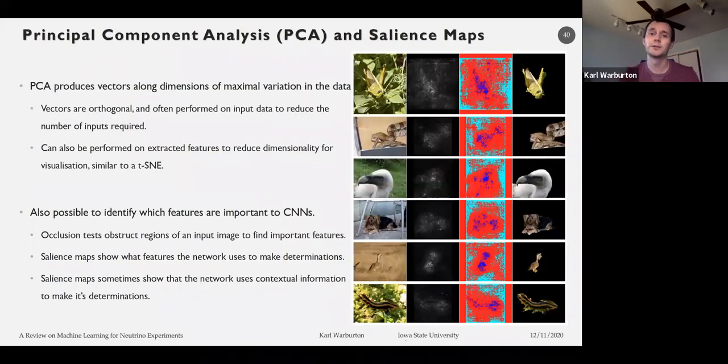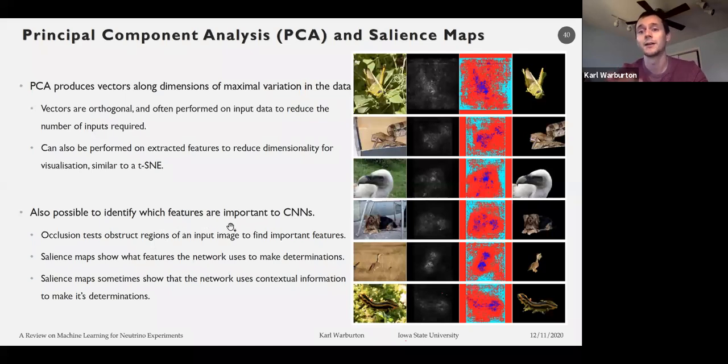And other ways of trying to do this are to perform principal component analyses. So here you make vectors along dimensions of maximal variation in the data. This is particularly useful because the vectors are always orthogonal to each other, so at 90 degrees to each other. You normally perform this on the input data to reduce the number of inputs that you have to use. But you can also do it on the extracted features to reduce dimensionality for visualization in a similar way to a t-SNE.